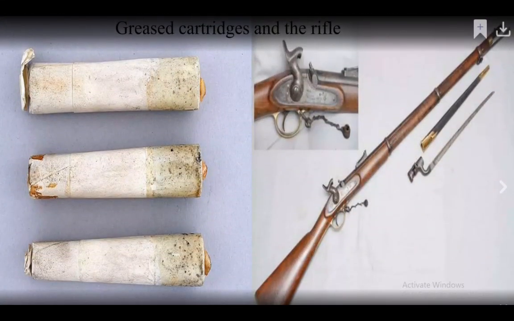Now, what's this greased cartridge? Let me explain to you. In January 1857, the British announced that they were introducing a new rifle with a paper cartridge covered in grease to keep the powder dry. Before the cartridge could be loaded, the end had to be bitten off. However, it was rumored that the grease on the cartridge was made from the fat of both cows and pigs. Now, this was not acceptable for both Muslims and Hindus because pig fat was forbidden for Muslims and the cow was a sacred animal in the eyes of the Hindus.